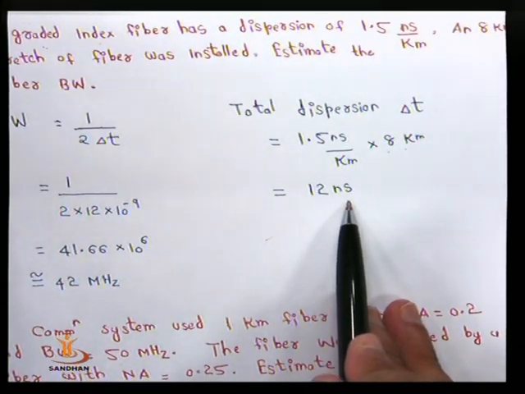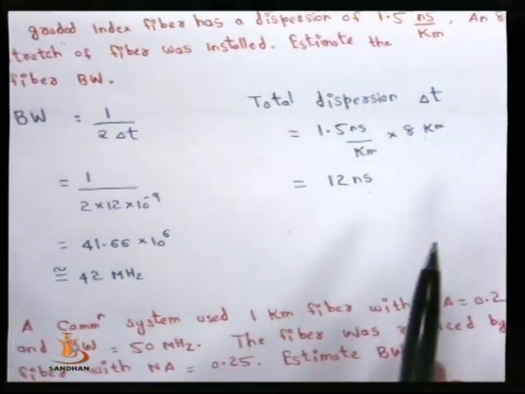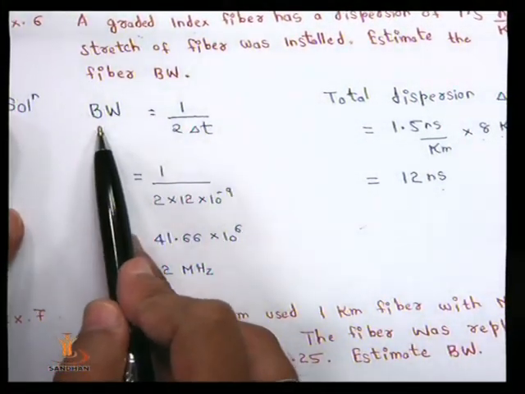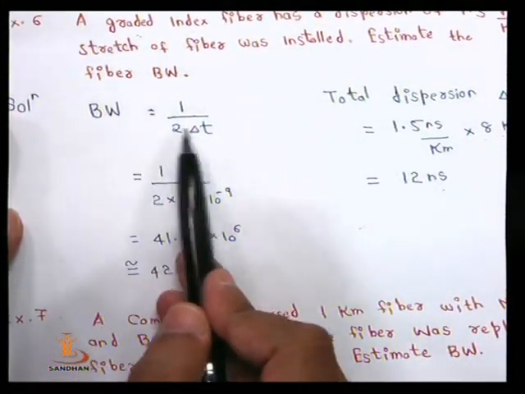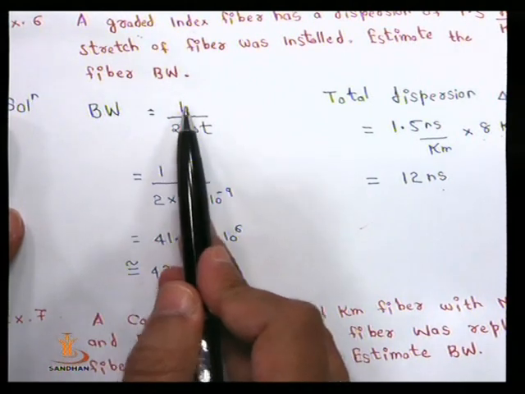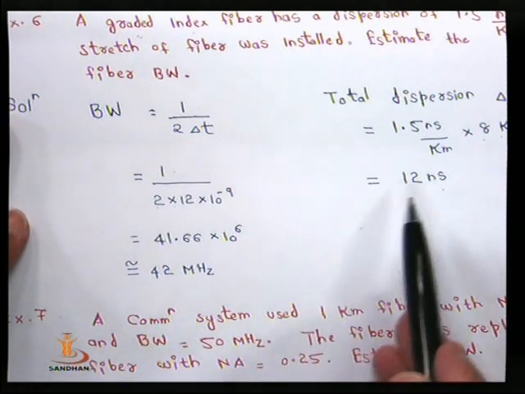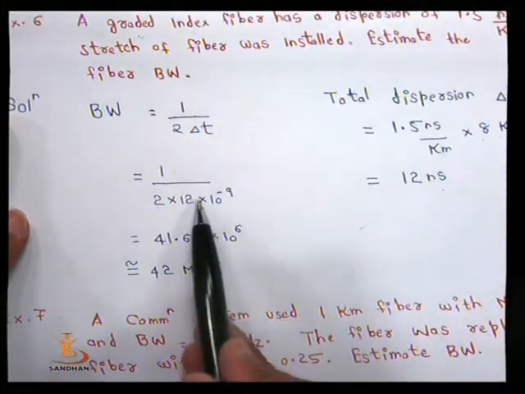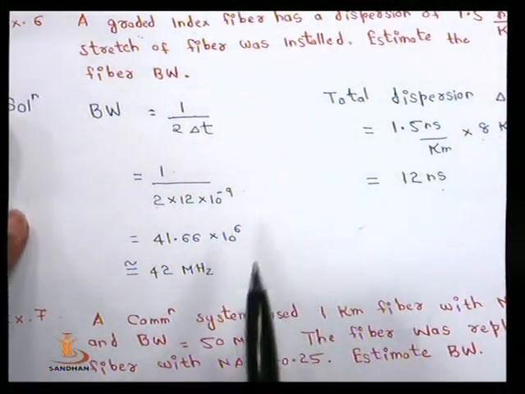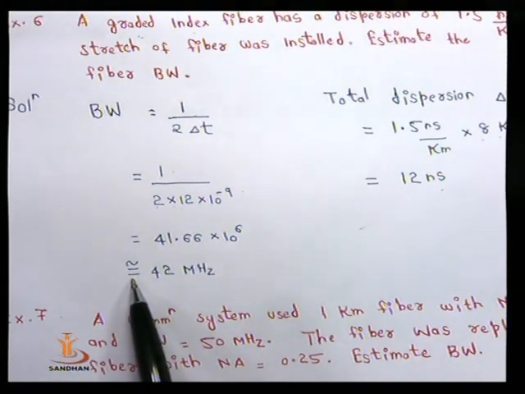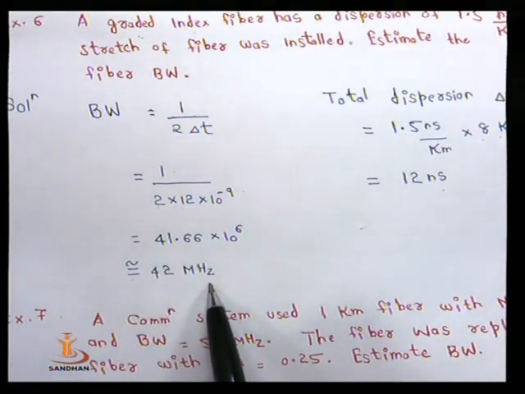Dispersion is normally given in nanoseconds. The relation between bandwidth and dispersion is bandwidth equals 1 upon 2 del T. 1 upon 2 into del T, where del T is 12 nanosecond, so 12 into 10 to minus 9. It gives us approximately 42 megahertz.